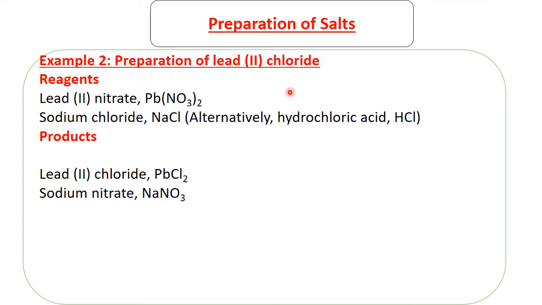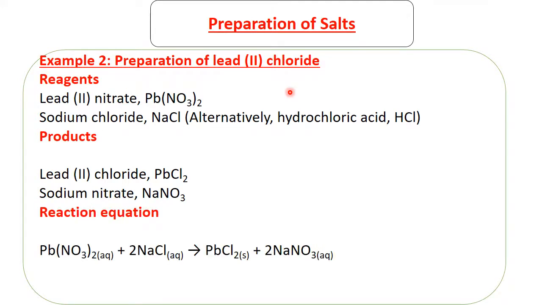If you're not sure of how to get the product, just write the equation. Here you're going to do double decomposition. Lead is going to take the place of sodium, so you're going to have lead chloride, and sodium is going to take the place of lead. You're going to have sodium nitrate. So I have lead chloride and sodium nitrate. And of course, the ionic equation is this.